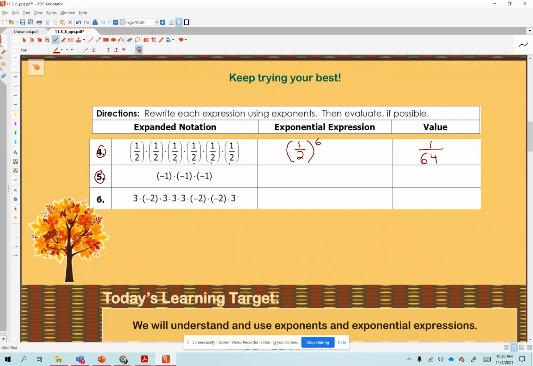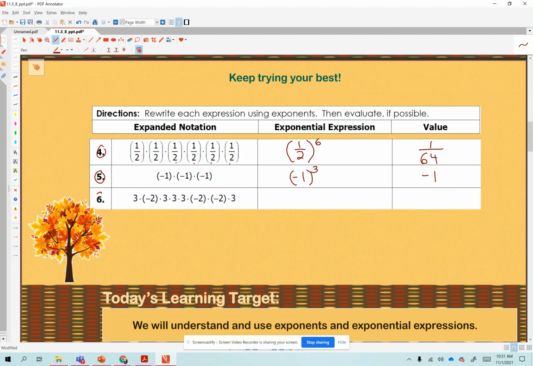Now, with number 5, we have -1 in parentheses, and there are 3 of those being multiplied together, so that has an exponent of 3. But remember our even and odd rule. If we have an odd number of factors, then our answer will be negative. So -1 times -1 is +1, but then when we multiply again times -1, the answer will be -1.